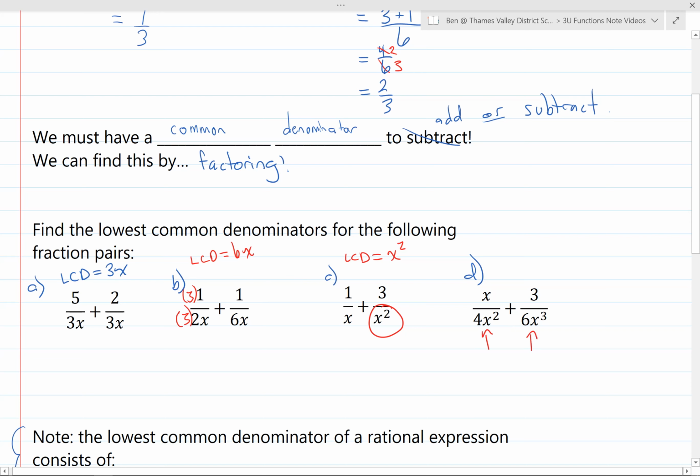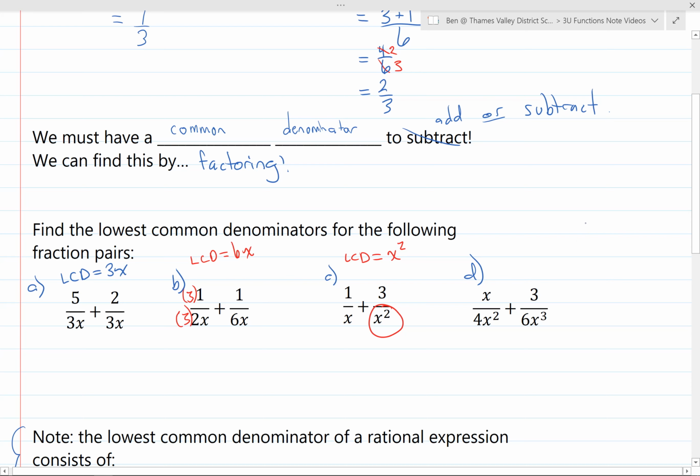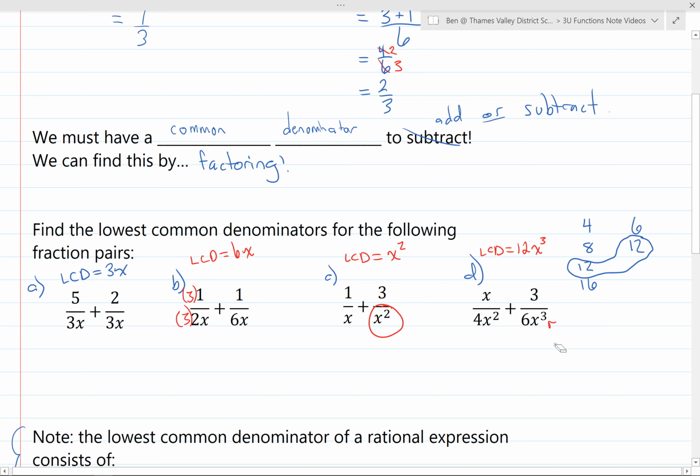We need to A, choose the variable with the highest exponent, and B, we need to find the lowest common multiple involved from the coefficients, which in this case are 6 and 4. So let's try and list off their multiples. For 4, that's 4, 8, 12, 16, and we'll see if that's enough. For 6, that's 6, 12, there we go. That's our coefficient that we're going to work with. So my lowest common denominator in this case would be 12x cubed. We need to choose that cubed from the second part of the problem, from the second fraction involved.